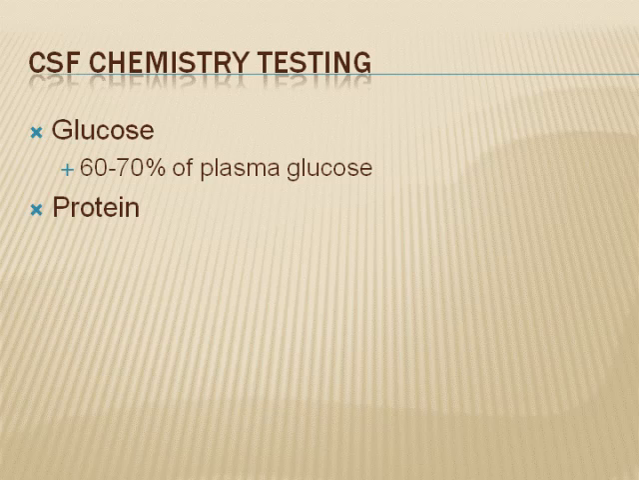Let's see, protein. Normal values for spinal fluid protein are 15 to 45 milligrams per deciliter. Higher values are found in infants and the elderly, similar to those found in serum. And so there is a reference range for that.